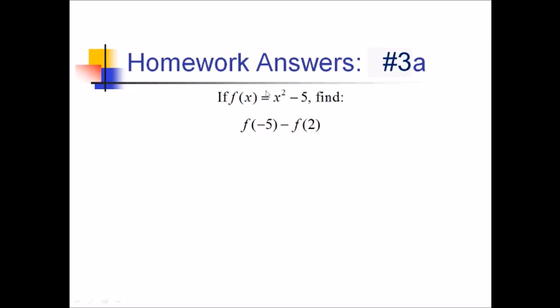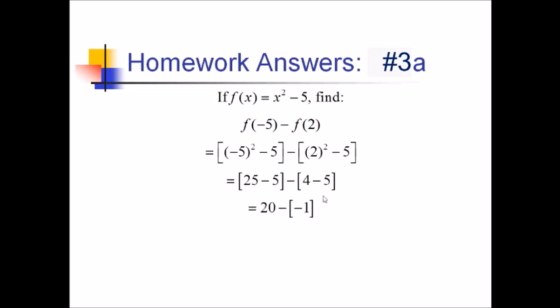For 13, we have the function x squared minus 5. And we're starting off with f of negative 5 minus f of 2. So I'm going to do these two things completely separately in kind of their own brackets, and then I'll put it all together. So we've got negative 5 squared minus 5 in one bracket, and 2 squared minus 5 in another. So this first bracket, this is f of negative 5. This second one, this is f of 2. So over here, this will be 25 minus 5, and here we'll have 4 minus 5. This is then going to be 20 minus negative 1, which is 20 plus 1, or 21.